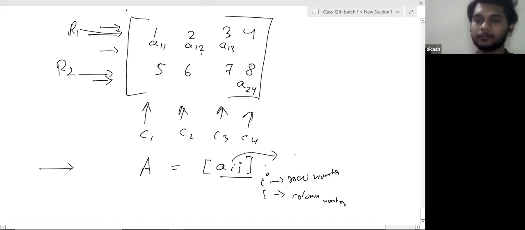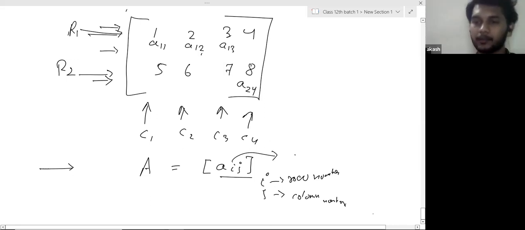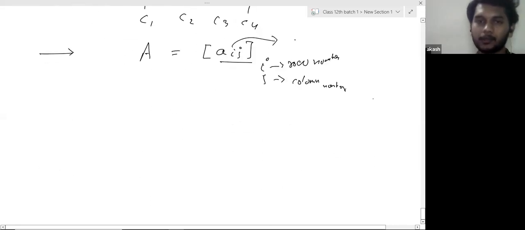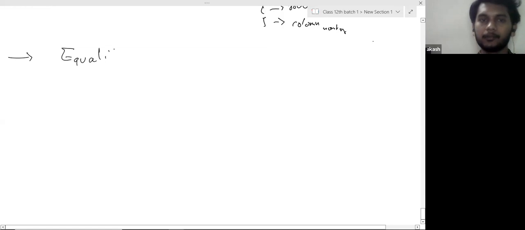Shekhani, this is clear? Yes. All right. The rest of the things you can get out of the lectures. And focus on today's class also. We studied types of matrices in the last class. Today, let's start with equality of matrices.